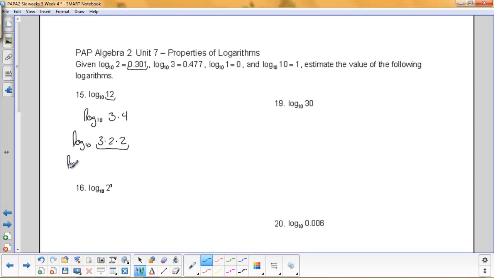So I'm going to rewrite this as log base 10 of 3 plus log base 10 of 2 plus log base 10 of 2. Now if you don't want to write this twice, obviously 4 is 2 squared, which would be 2 times log base 10 of 2. Now I'm going to use the substitution property here, and I go ahead and get 0.301 plus 0.301 plus 0.477. When you calculate that result, that is your answer.